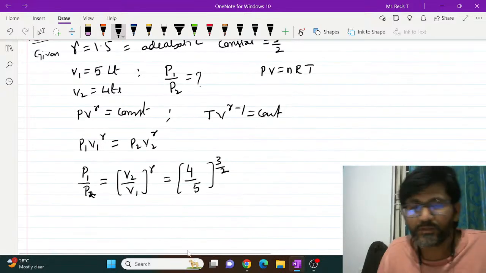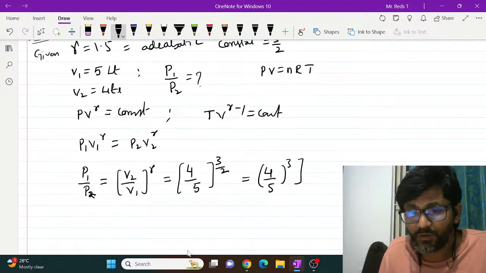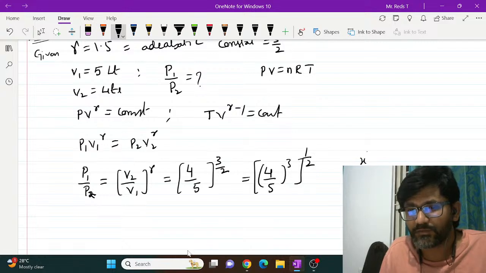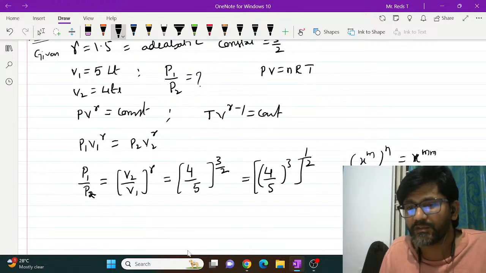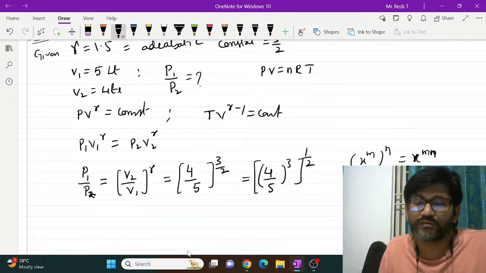This can also be expressed as 4 by 5 whole cube, whole power half. The powers you can multiply. This is something like x power m whole power n is equal to x power m into n. Powers will be multiplied. Or x power mn can be expressed as x power m whole power n. In this way you can rewrite it.